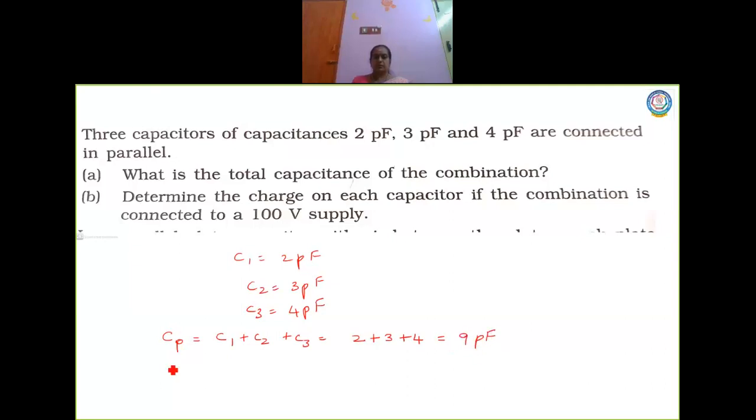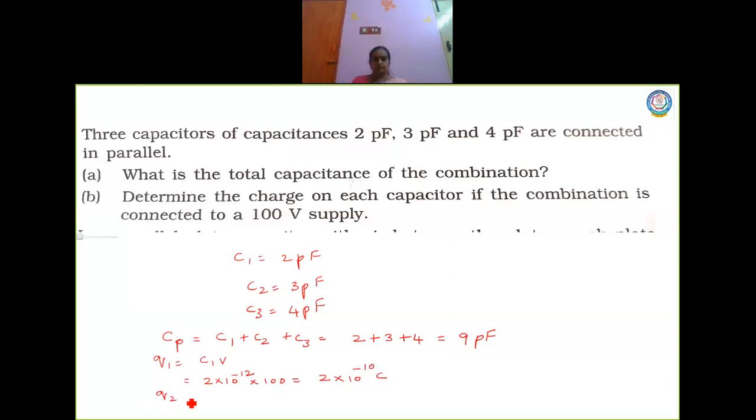So first answer we have found out. Determine the charge on each capacitor, because in parallel connection charges will be different, I said. So if the combination is connected to a 100-volt supply, first we need to find out Q1. So Q1 will be C1 into V. What is C1? C1 is 2 into 10 power minus 12, pico is 10 power minus 12, into voltage 100. So what should be the answer? It is 2 into 10 power minus 10 coulomb.